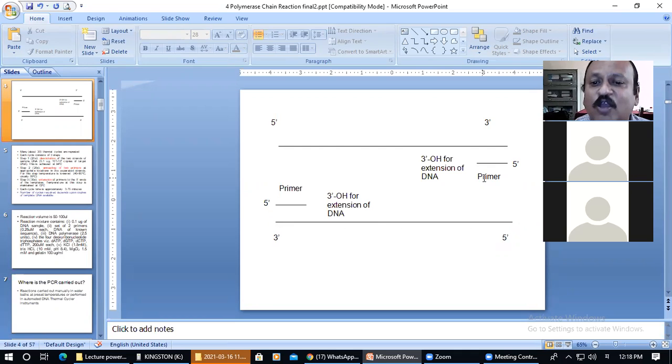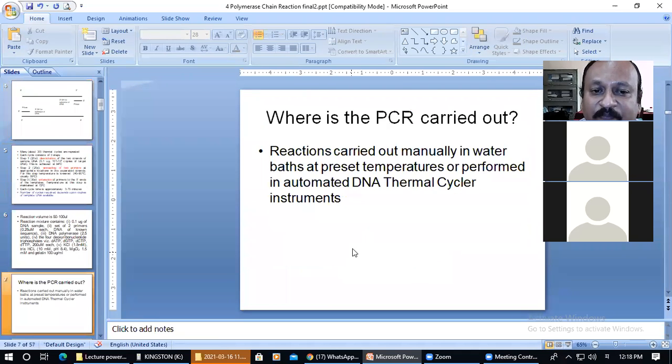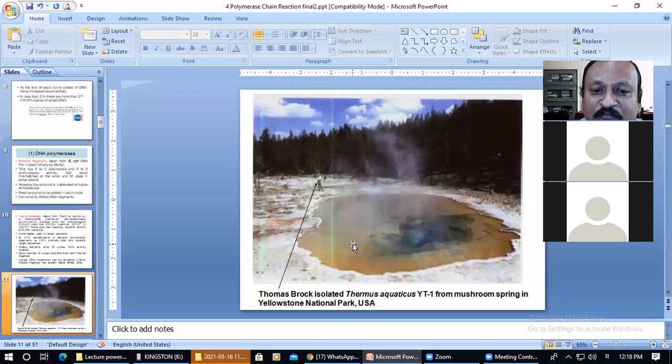This particular sequence is very important, and the primer must be exactly complementary to the sequence which is at the extreme part of the DNA that we want to amplify. This particular portion is called the flanking region. The region which is flanking the gene of interest, or sequence of interest, that sequence is very important. The primer should actually recognize and bind to this particular sequence. Is it okay? Any question?